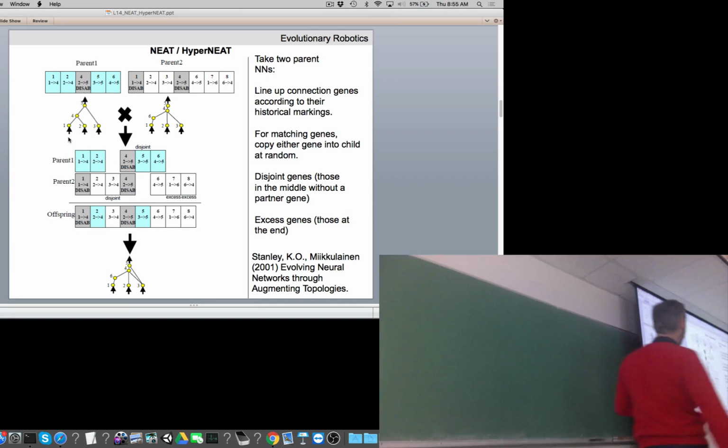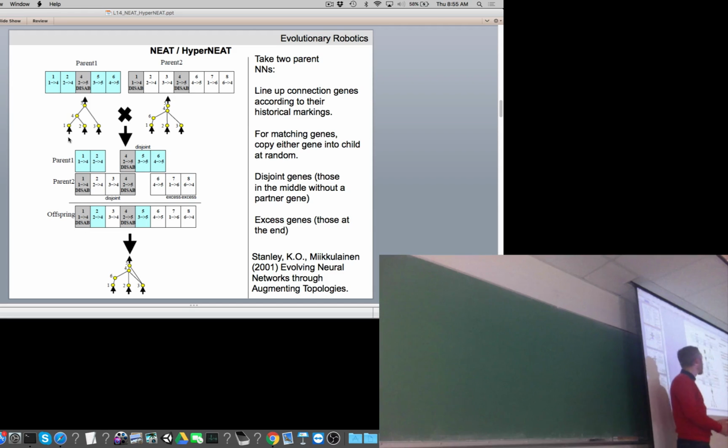We leave this disjoint gene here with no partner gene in parent 1. We see that there is a synapse 4 in both parents. It's similarly disabled, but it doesn't really matter. Line them up. Here's another disjoint synapse, which exists in parent 1, but not in parent 2. 6 exists in both. And then there are some excess genes here at the end. Parent 2 has some additional innovations that don't exist in parent 1. Okay. So we've now lined up all of the pieces.